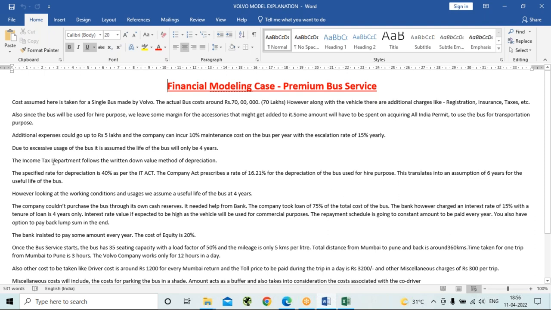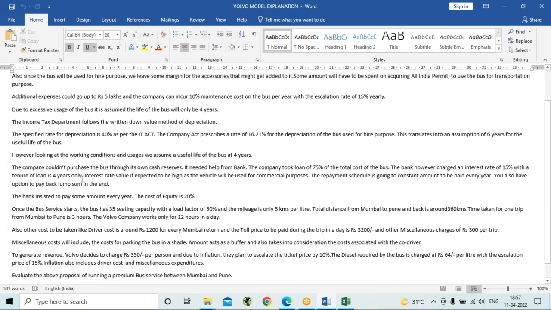So the income tax department follows the written down value method of depreciation. The specified rate of depreciation is 40% if it is done with the WDV method. But we are going to follow the straight line method, so we are going to specify it as 25%. However, looking at the working conditions and usage, we assume the useful life of the buses at 4 years. So this was all the information about the depreciation calculation.